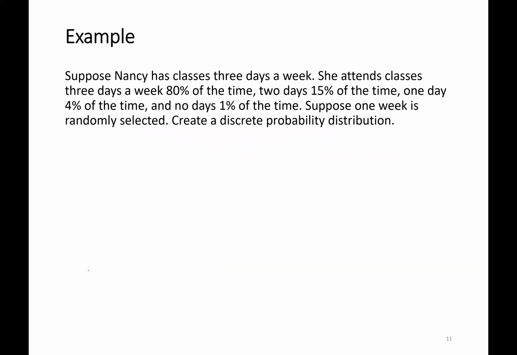Suppose Nancy has classes 3 days a week. She attends classes 3 days a week 80% of the time, 2 days a week 15% of the time, 1 day 4% of the time, and no days 1% of the time. Suppose 1 week is randomly selected to create a discrete probability distribution. Okay, so what is your random variable?